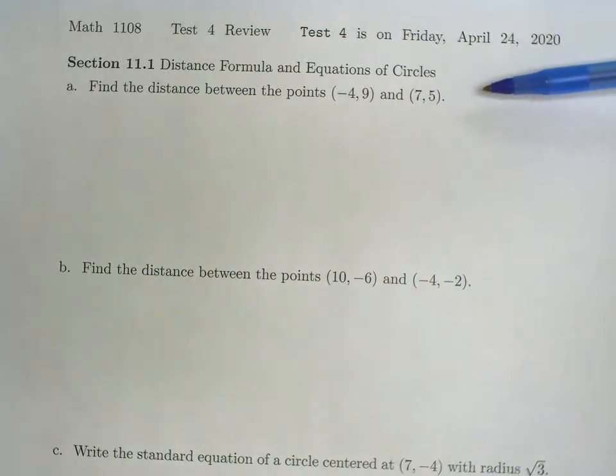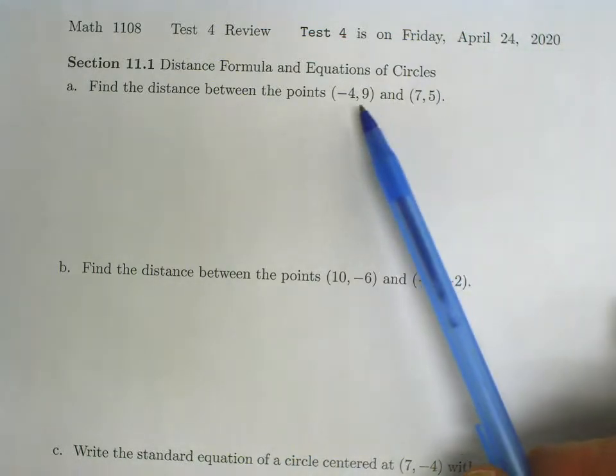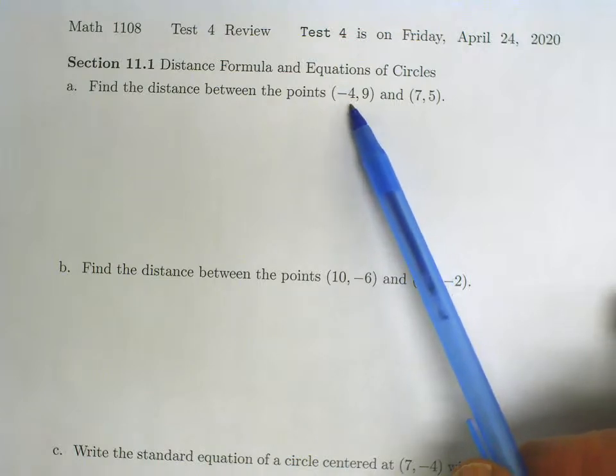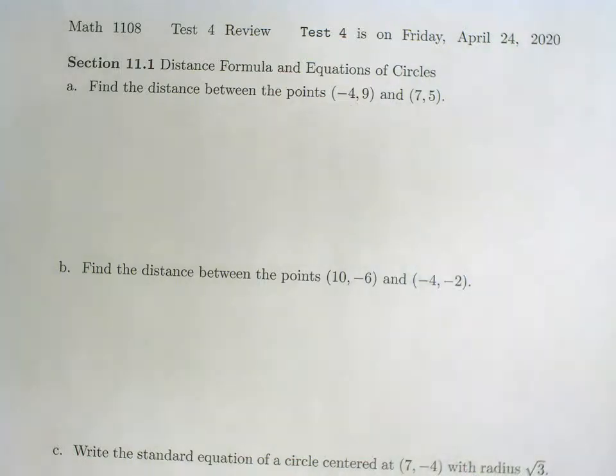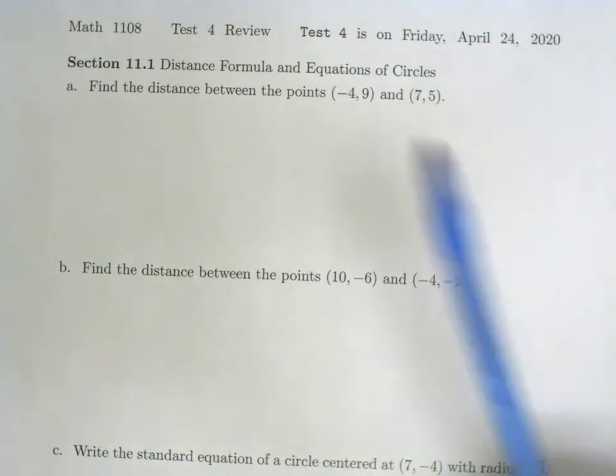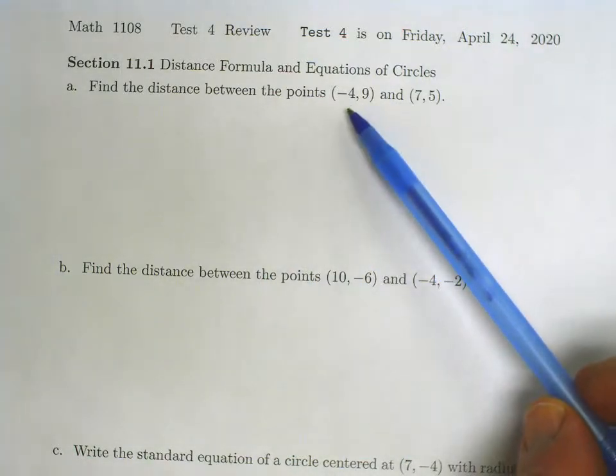Okay, so a little bit of background. In the xy plane, every point corresponds to an ordered pair of points. So the number on the left is the x coordinate, the number on the right is the y coordinate. And we want to find the distance between those 2 points.